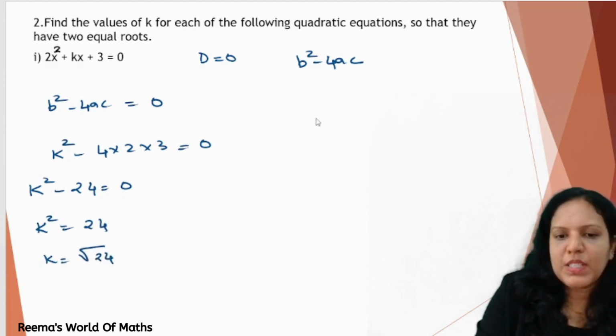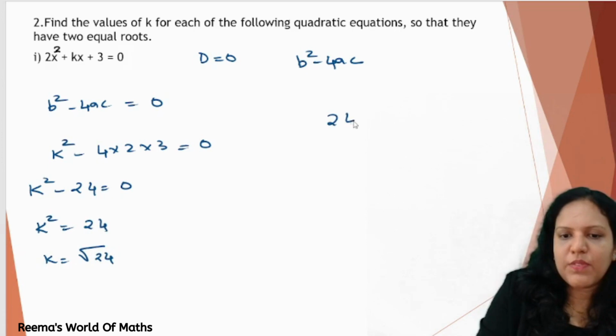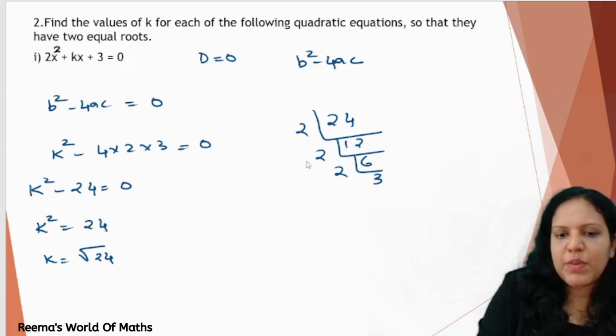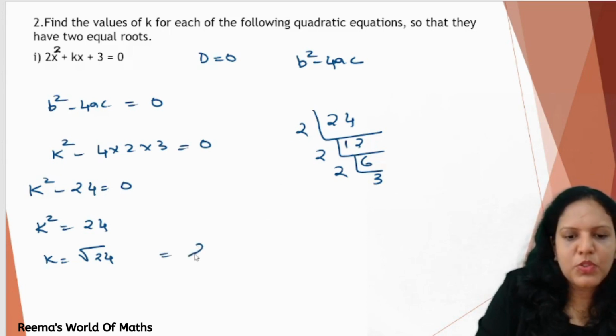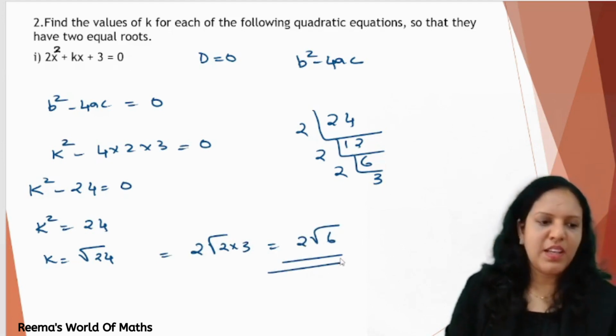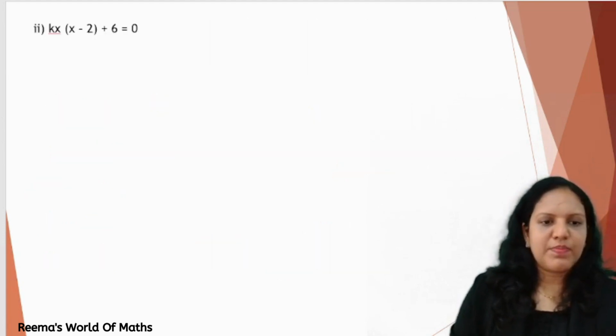We can simplify this by factorizing 24. 24 divided by 2 is 12, again 2 gives 6, again 2 and 3. So we can write it as 2 and 2, that will be 2 square root of 2 multiplied by 3, which is 2 square root of 6. So the value of k is 2 square root of 6. Let's see the next question.